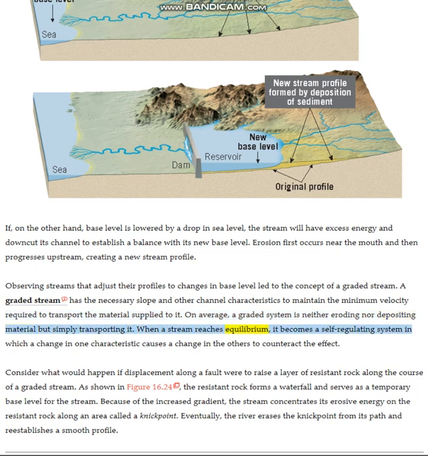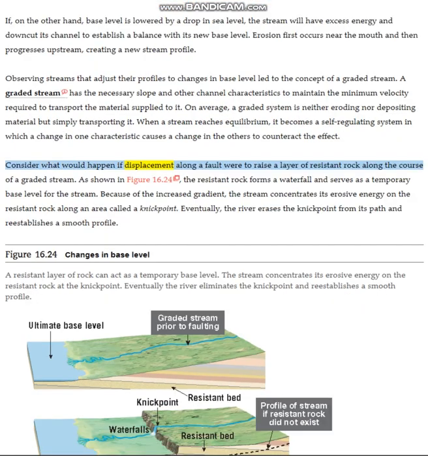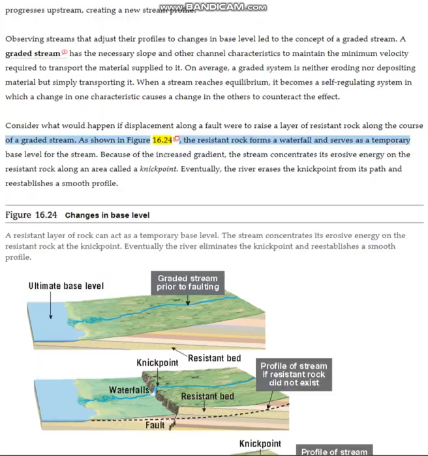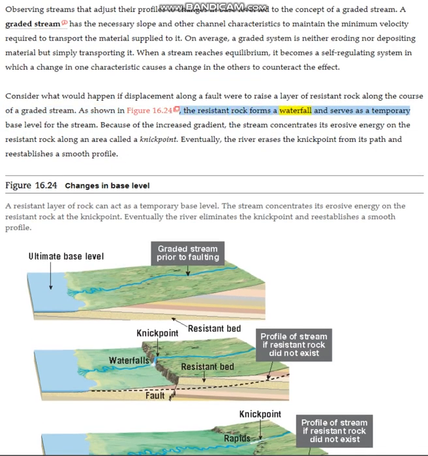When a stream reaches equilibrium, it becomes a self-regulating system in which a change in one characteristic causes a change in the others to counteract the effect. Consider what would happen if displacement along a fault were to raise a layer of resistant rock along the course of a graded stream. As shown in figure 16.24, the resistant rock forms a waterfall and serves as a temporary base level for the stream.